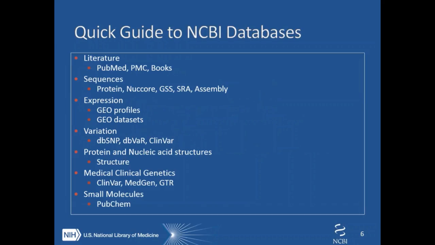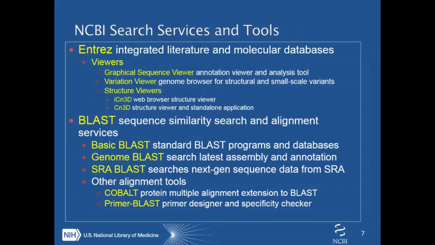If we want to break them down a little bit more, you can break them down into these categories: literature, sequences, expression, variation, protein and nucleic acid structures, and then the clinical genetics things that we talked about a minute ago. We're going to visit a lot of these molecular databases today. The way we're going to do that is we're going to use some search services and tools. There are two main ones.